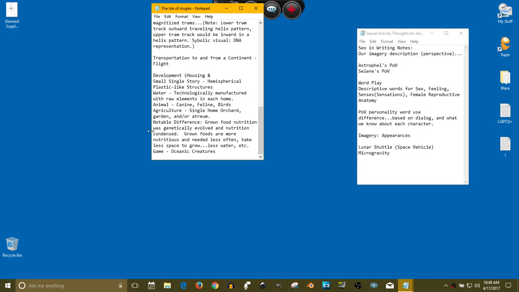Notable difference, grown food nutrition was genetically evolved and nutrition condensed. So you go each item like an apple. Say a small slice of apple, it'd be like twice the power punch. So you go twice the calorie, twice the this, twice the that, less is needed. That could be possible, I'm just saying. Especially when water becomes more scarce. So anyway, they're condensed, they grow that way, and they need less water. Less space to grow, less water, etc. And then there's game, oceanic creatures as well.